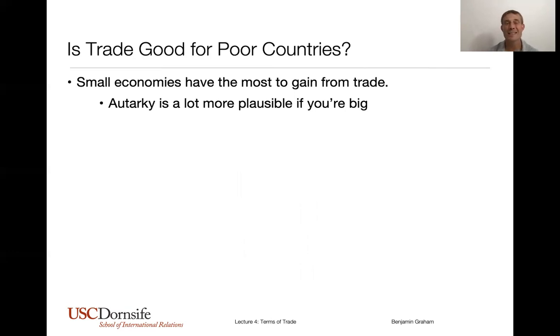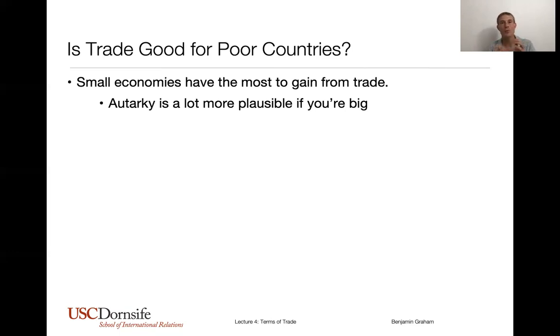But it's also the case that autarky, which is when you don't trade with anybody else, when you're totally self-sufficient, is a lot more plausible if you're big, right? In other words, not trading really sucks if you're little, right? So you think about Peru, right? Let's say you decide, no, we're not going to trade with anybody at all, but I'd still like to have a car to drive, right? Well, now you've got to deal with the Peruvian-made automobile, right?